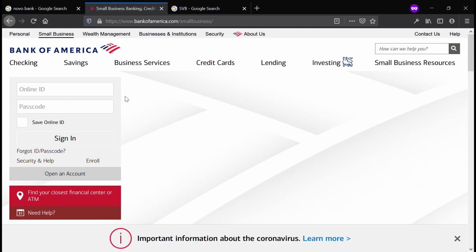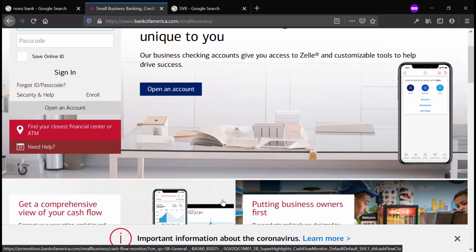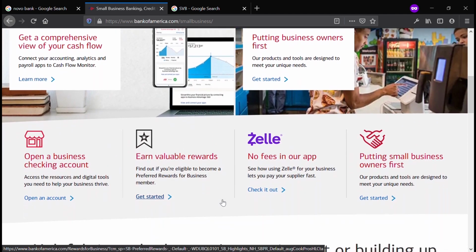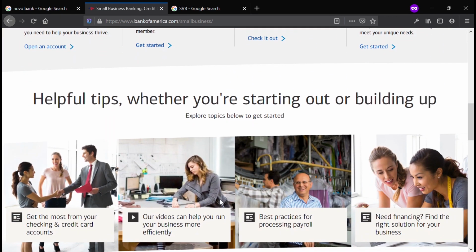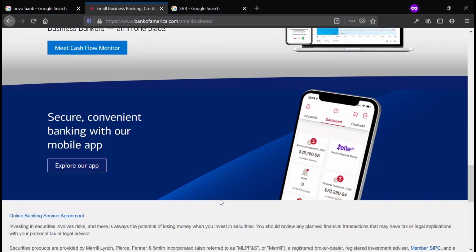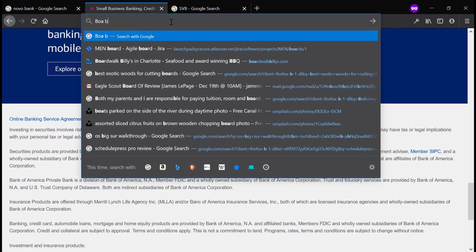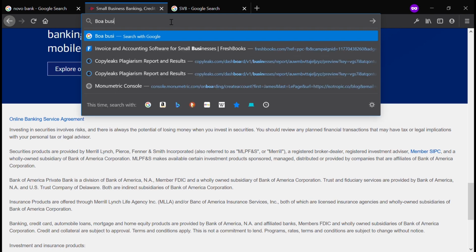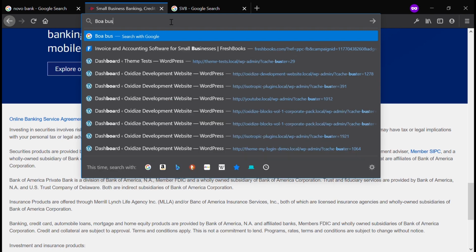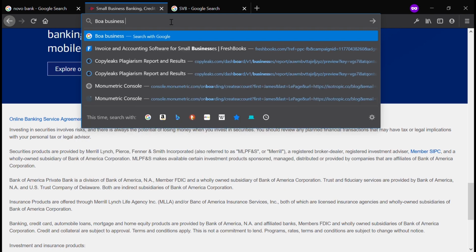So first, let me tell you about my prior experiences with banks and my evolution to get to this bank. I started out with Capital One as a personal account when I was freelancing. I then ended up moving to Bank of America for my personal account. So I just moved my separate checking account, which was still a personal account because I was doing freelancing under my own name.